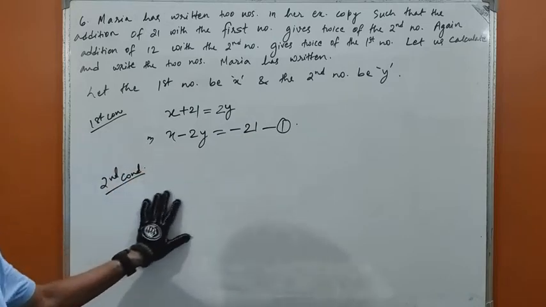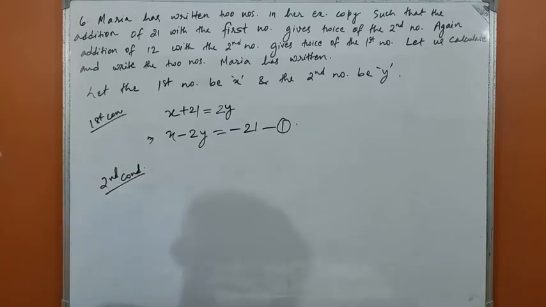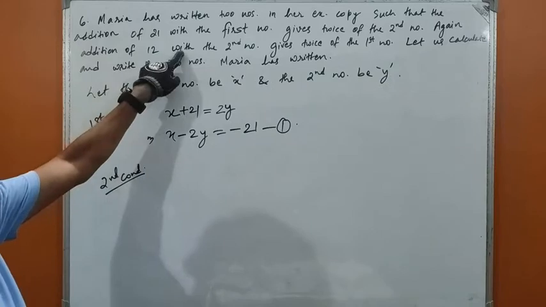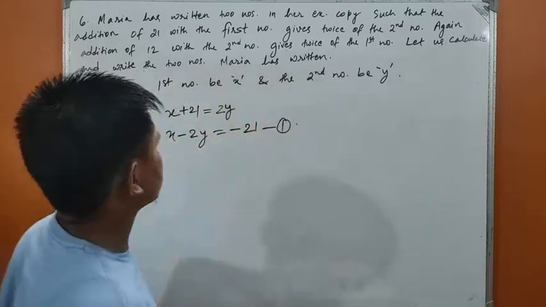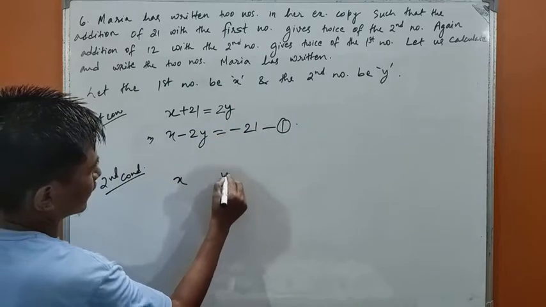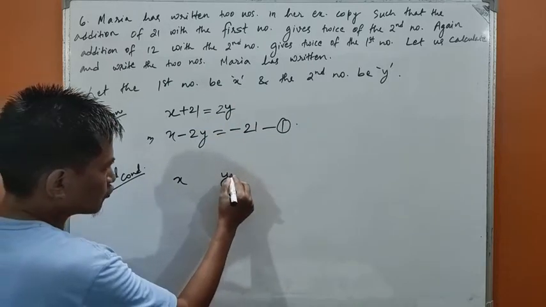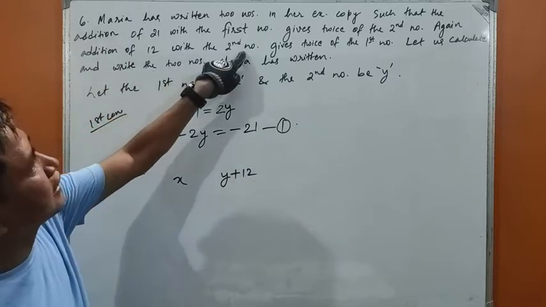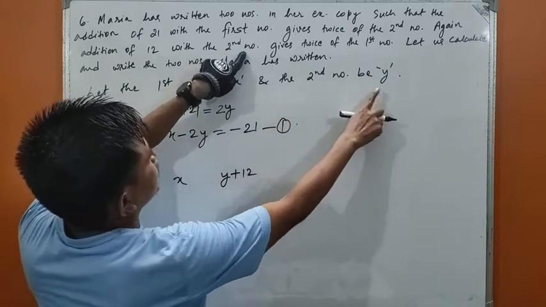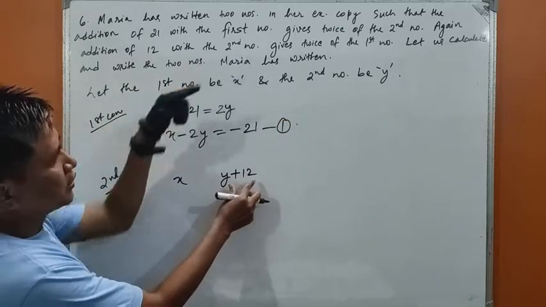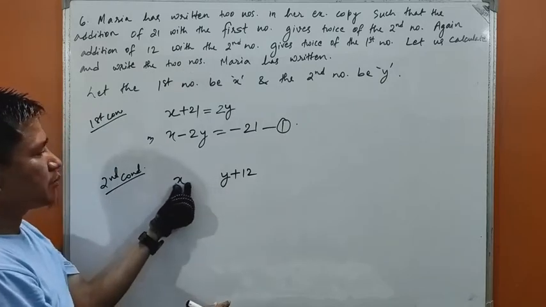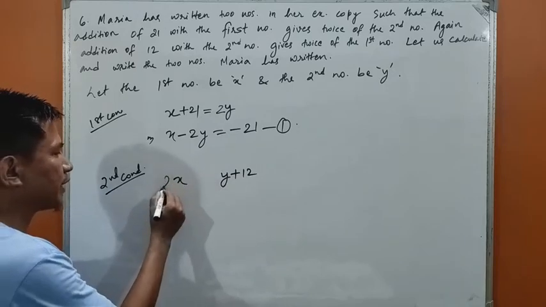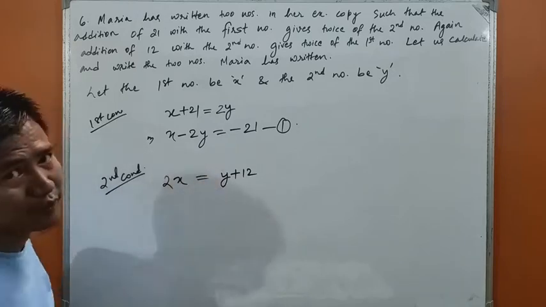Mathematics is really easy subject, isn't it? So second condition is, again, addition of 12 with the second number gives twice of the first number. This is the first number and this is the second number, isn't it? So when you add 12 to the second number, this number becomes 2 times the first number. That means if you multiply the first number by 2, then both the numbers become equal, isn't it?